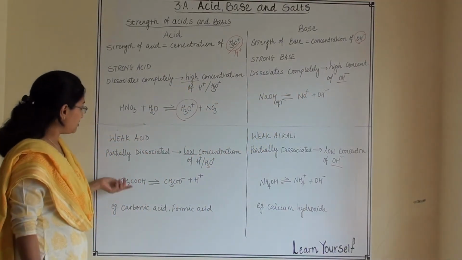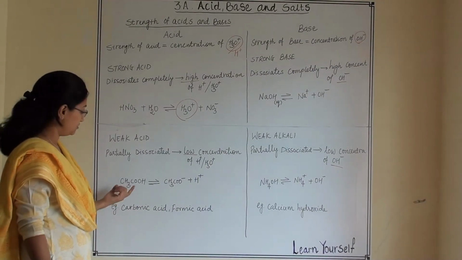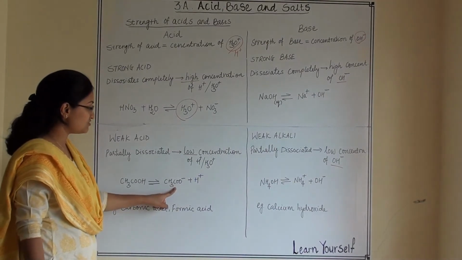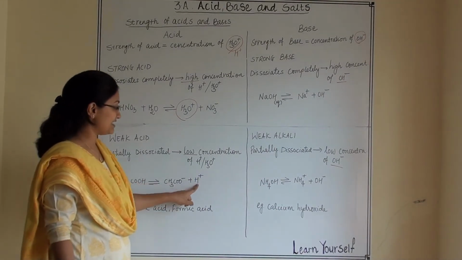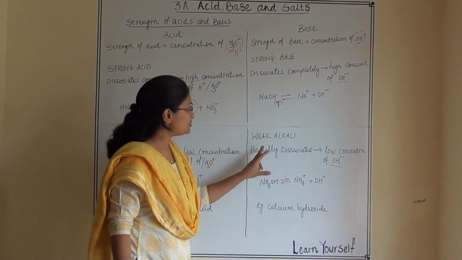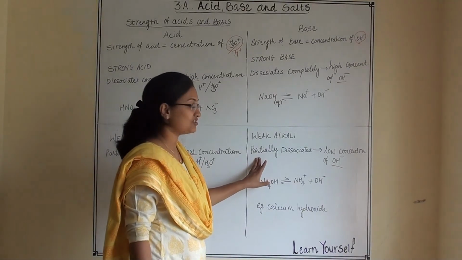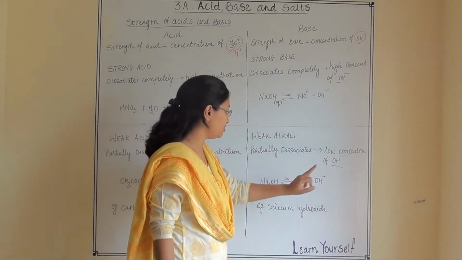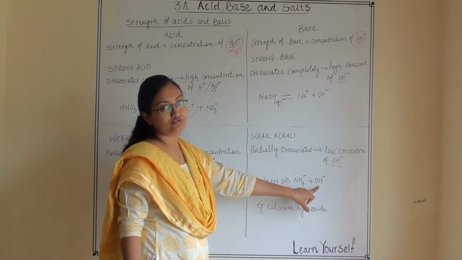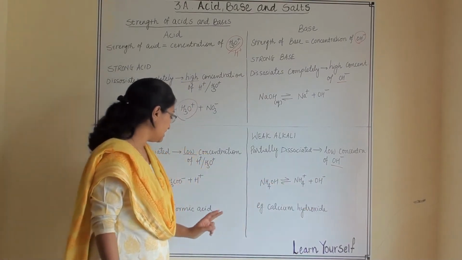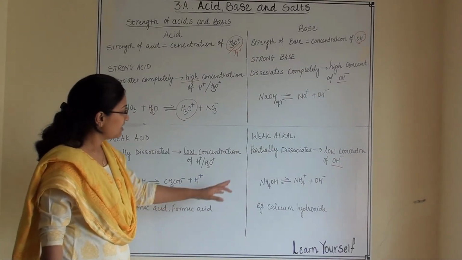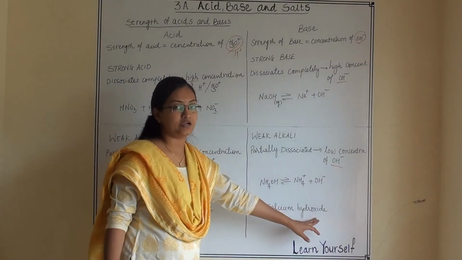Now what is an example of a weak acid? Acetic acid. The molecular formula is CH3COOH and it gives you CH3COO minus, the acetate group, and H plus. This is a weak acid. When it is a weak alkali, it dissociates partially and gives a low concentration of hydroxyl ion. For example, ammonium hydroxide gives a low concentration of OH minus. Other examples of weak acids are carbonic acid and formic acid, and weak alkalis include calcium hydroxide.